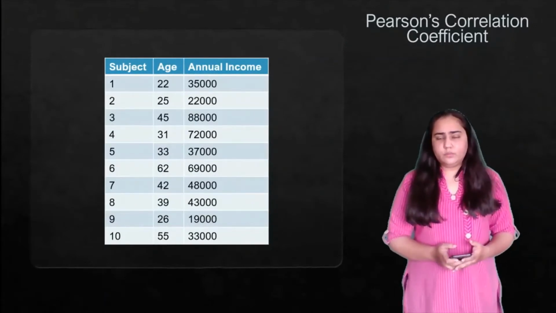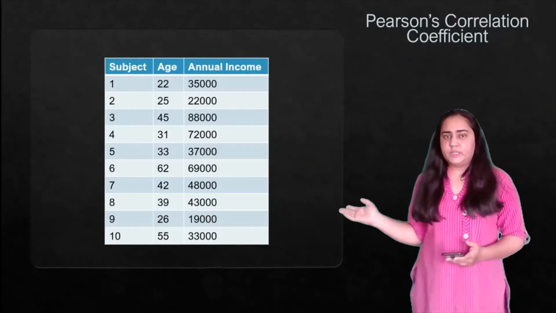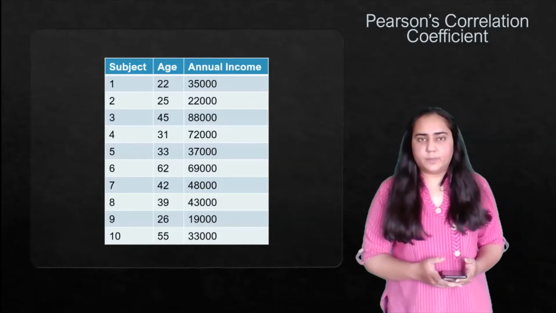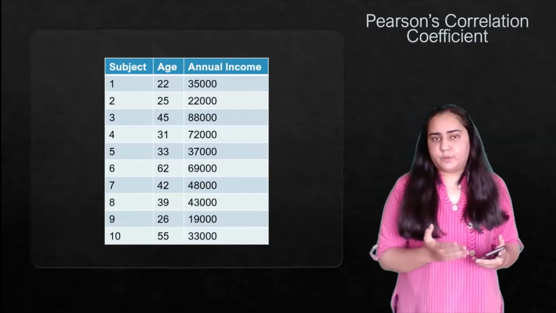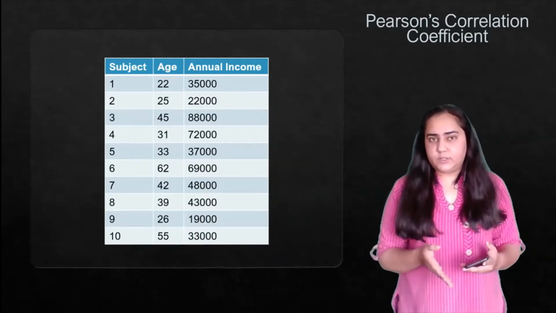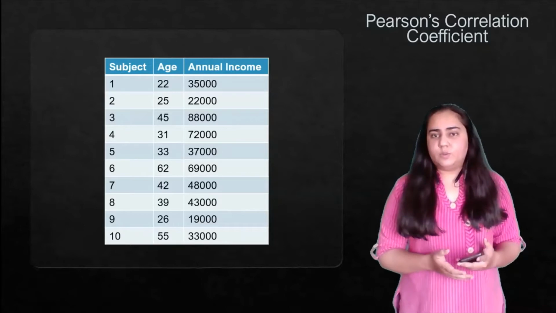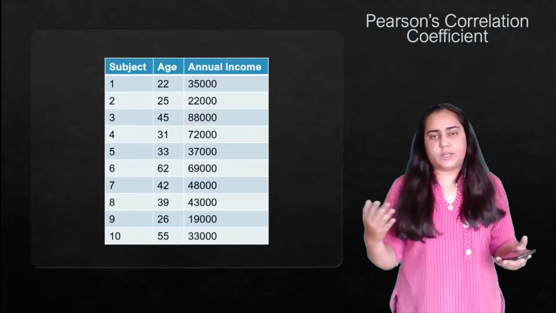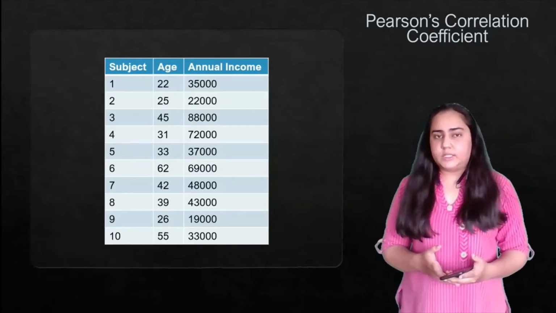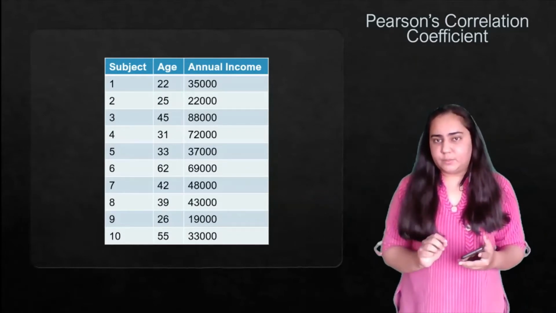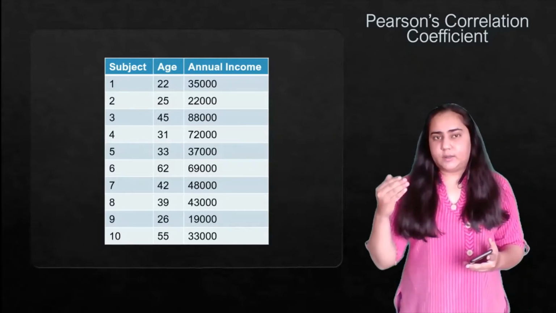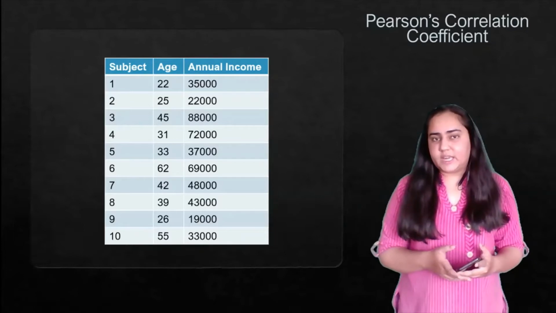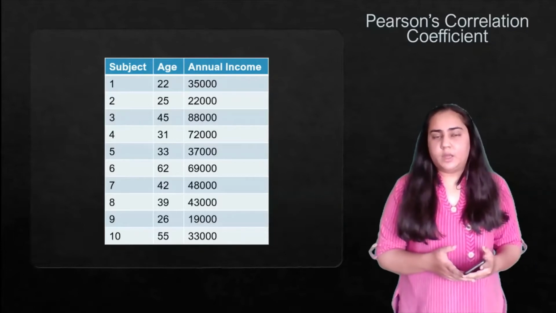So let's take an example. What you see here is an example with 10 different people, with their ages and their annual income. We want to find out if there is a linear relationship between age and annual income. What you see written as subject is just a serial number given to each person, and there is age given and annual income given.